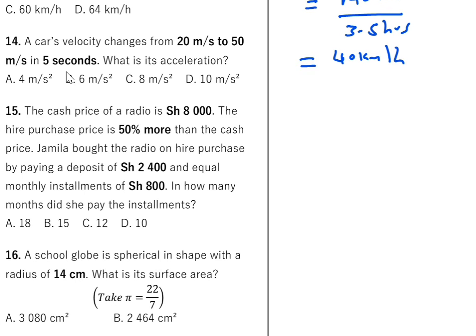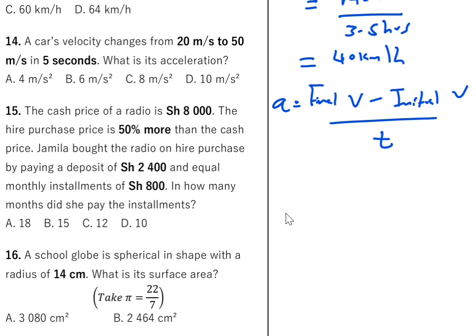Number 14. A car's velocity changes from 20 meters per second to 50 meters per second in 5 seconds. What is its acceleration? So you know that acceleration, a, is given by the final velocity minus initial velocity over the time taken.